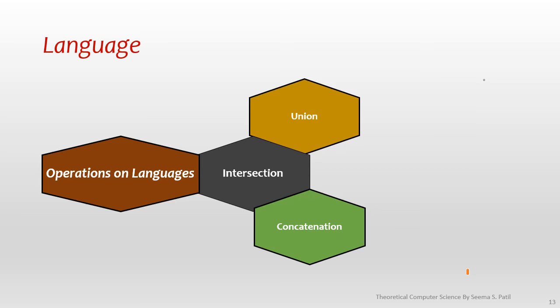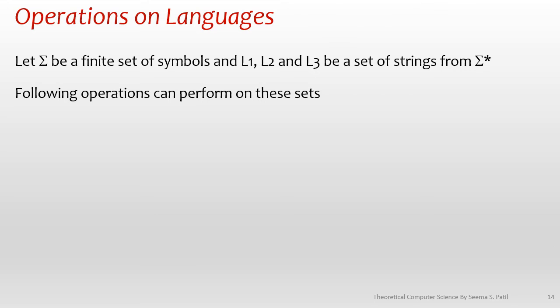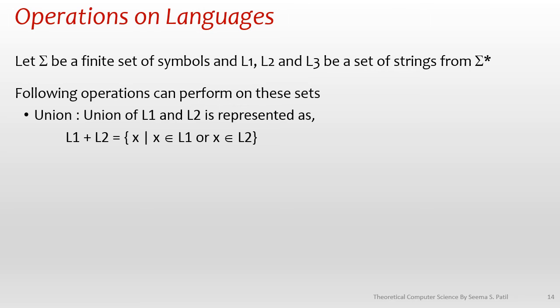There are different operations on languages. First one is union, second one is intersection, and third one is concatenation. See the operations on languages. Let sigma be a finite set of symbols and L1, L2 and L3 be sets of strings from sigma star. The different operations can be performed on these sets.